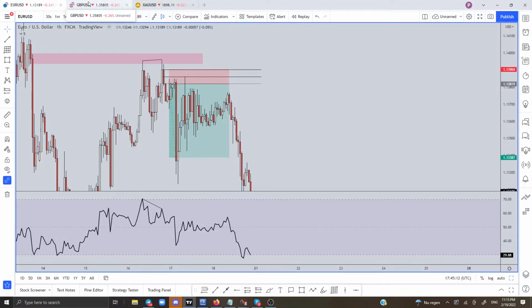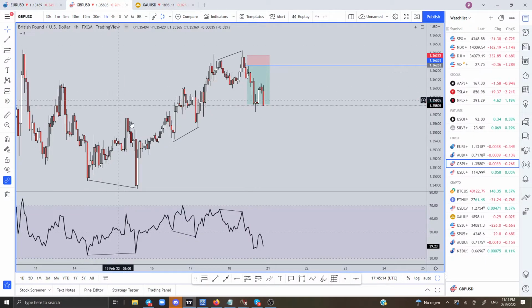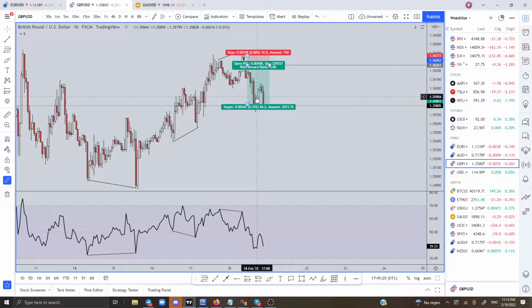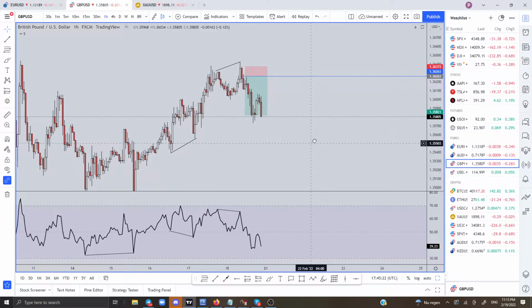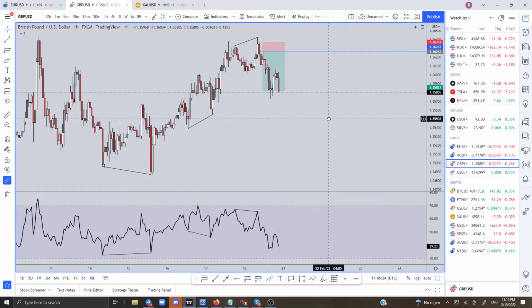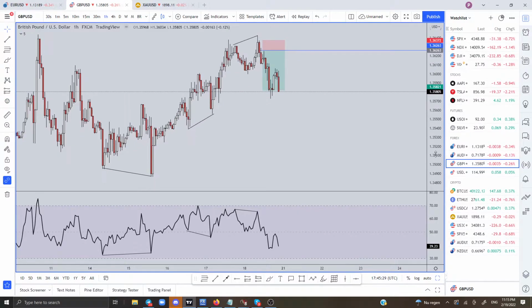Let's go to GBPUSD. Again, GBPUSD, this divergence we played on Friday in our group. We have a group and a community where we give live setups, and we also educate people in order flow, because it's a niche skill and very few people are doing this. But let's talk about those things later.